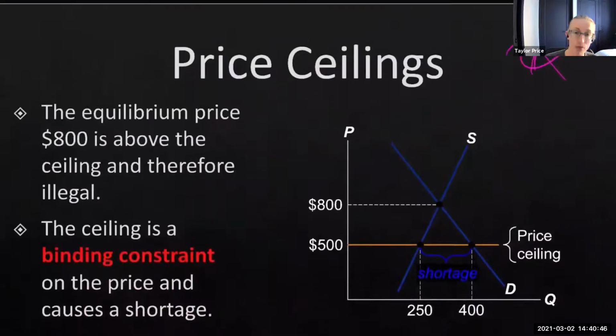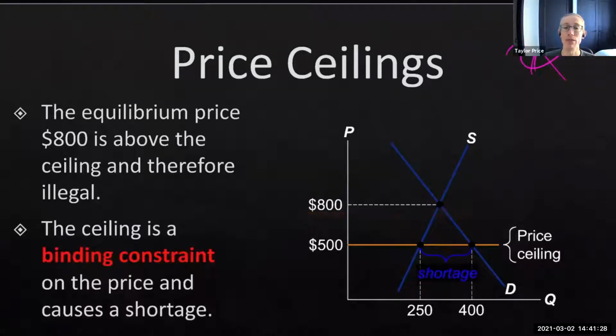The next example is if a price ceiling is binding. That effectively means that it does change the market outcome, so it actually does change the price in the market. In this case, let's say the government instituted a price ceiling in the rental market of $500 for an apartment. This is the price ceiling that the government instituted, and this price ceiling is binding because it is below the equilibrium price right here.